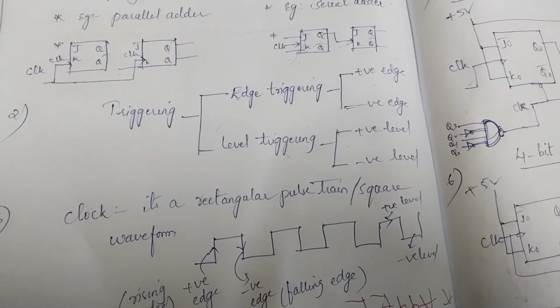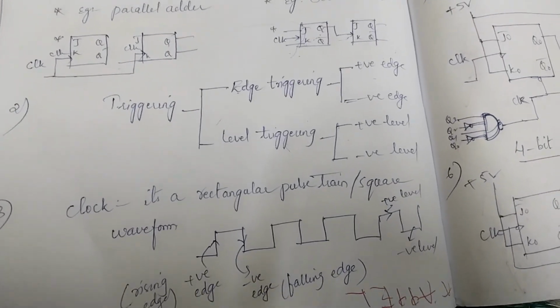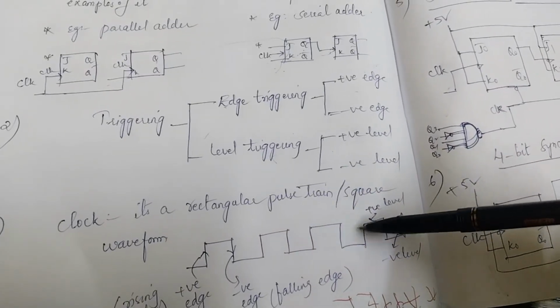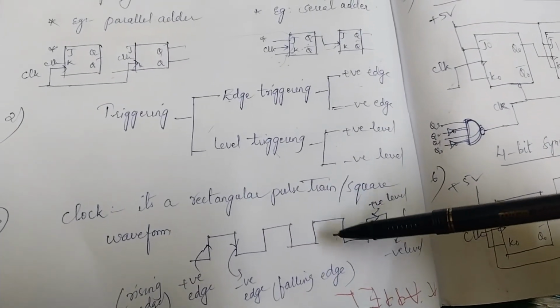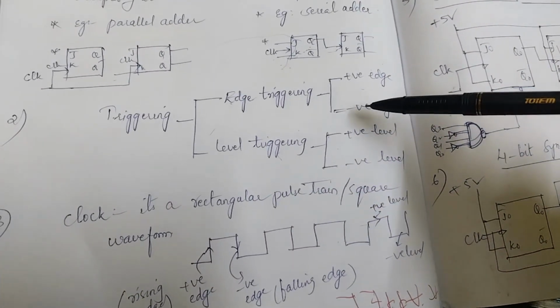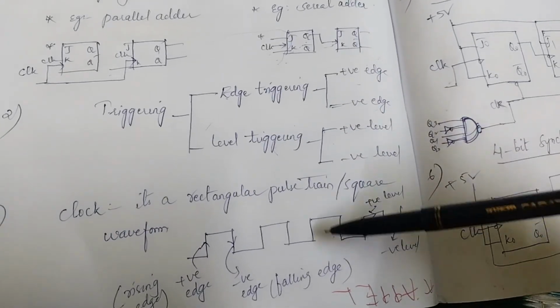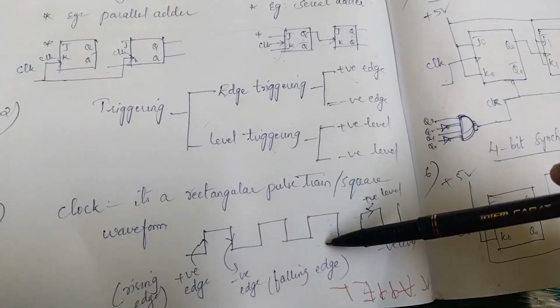The next question is clock. So clock is a rectangular pulse train or square waveform. So here I have shown you the diagram of a clock. It is a rectangular pulse train or it is a square waveform. So why I have drawn this clock signal is because if you get the question for 3 marks, then you have to draw the positive edge triggering and negative edge triggering with the help of a diagram.